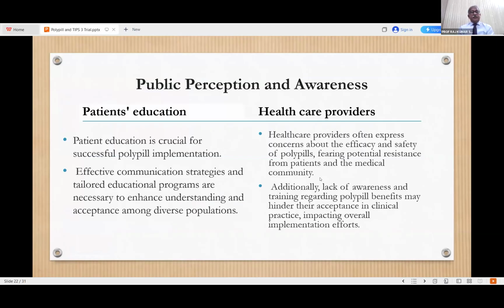Effective communication strategies and tailored educational programs are necessary to enhance understanding and acceptance of polypills among diverse populations. Healthcare providers often express concerns about the efficacy and safety of the polypills, fearing potential resistance from patients and the medical community. Additionally, lack of awareness and training regarding polypill benefits may hinder their acceptance in clinical practice, impeding overall implementation efforts.